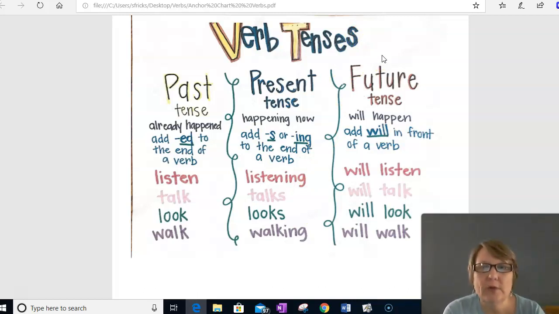This verb shows what will happen in the future. You usually add the word will in front of the verb. Will listen, will talk, will look, will walk.